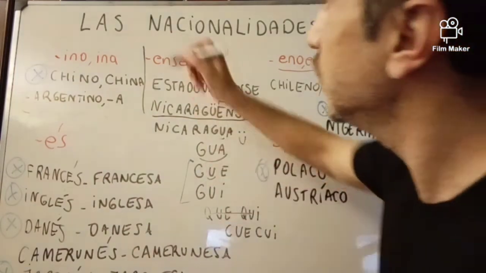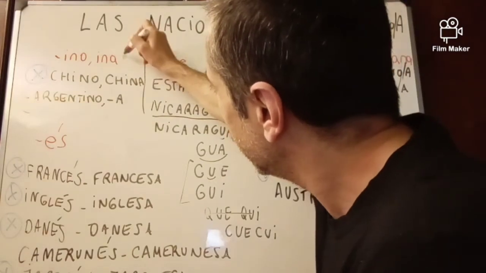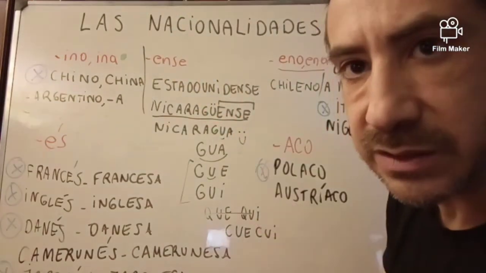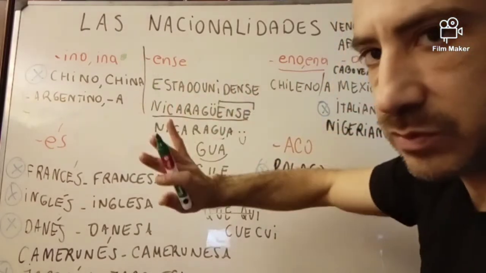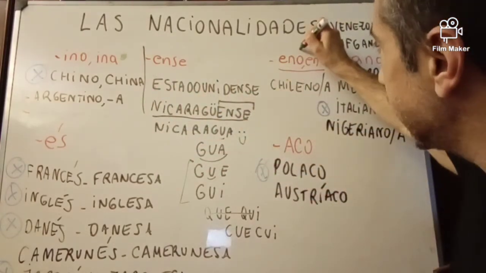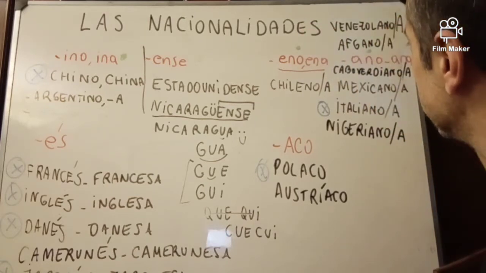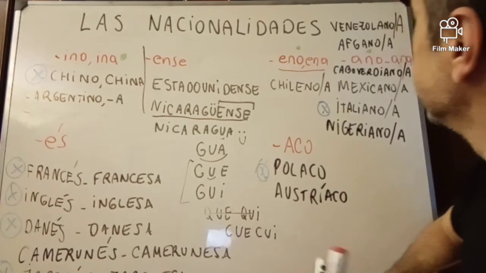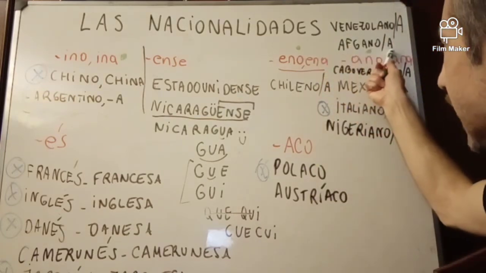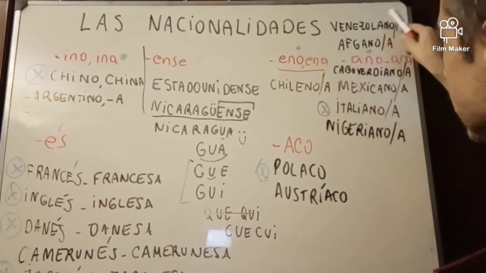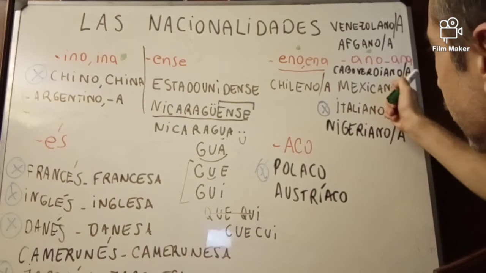In this case, we make gender distinction. Ino, ina. In this case, we don't. In this case, we do. In this case, we do too. From Afghanistan, afgano, afgana. From Cabo Verde, caboverdiano, caboverdiana.